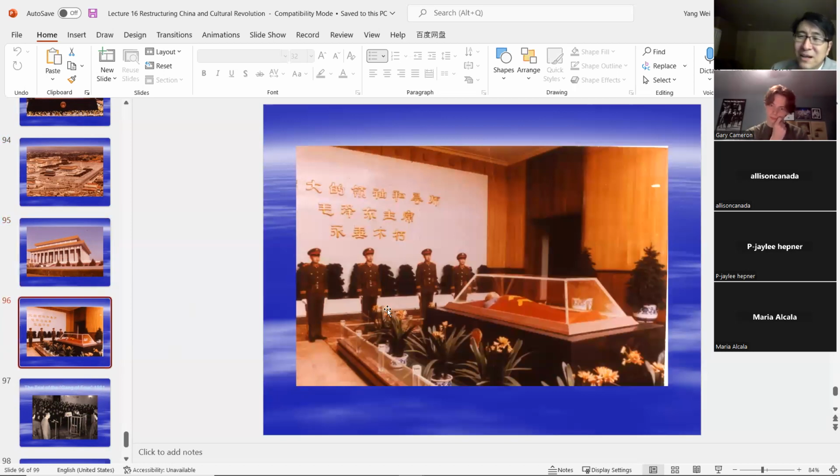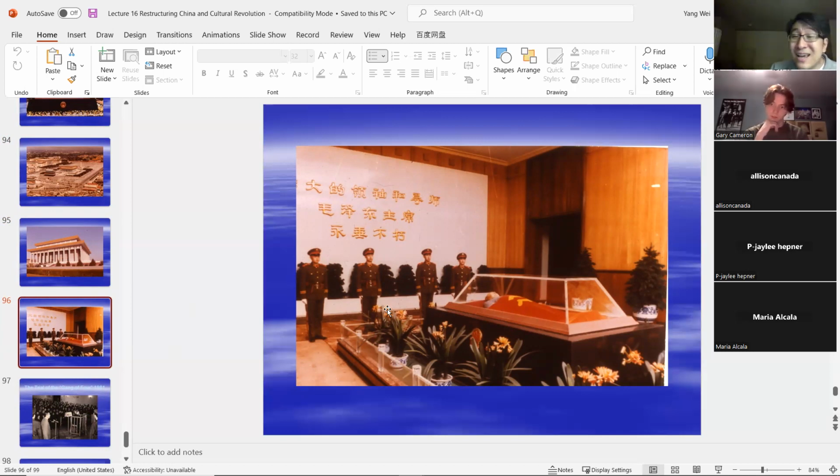But the problem is, the mummification is a pretty complicated technology, okay? It requires you to do something to the body even before the death. But they didn't do this before Mao died, right? So the mummification was not very successful. So as a result, Mao's body is shrinking. It's shrinking. Every year it is losing either an ear or a nose or something, a piece of flesh.